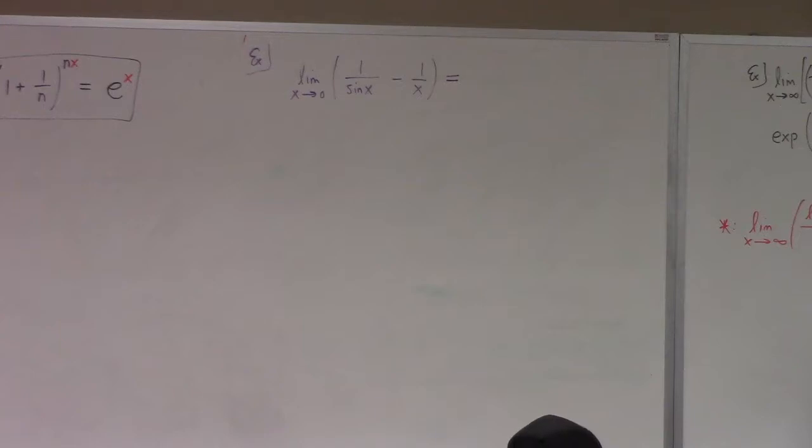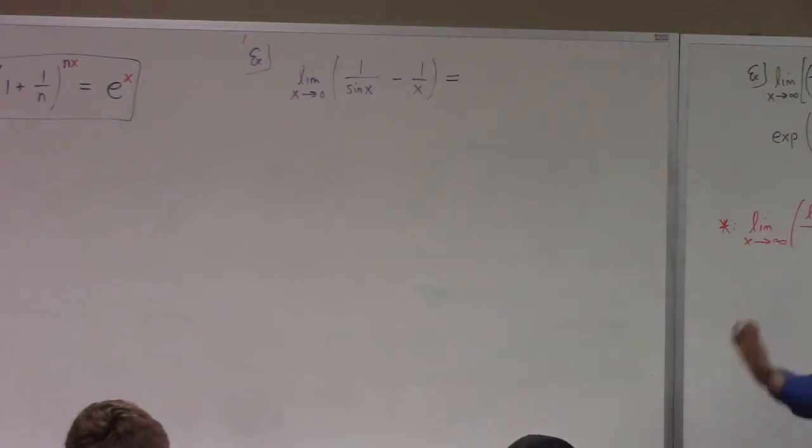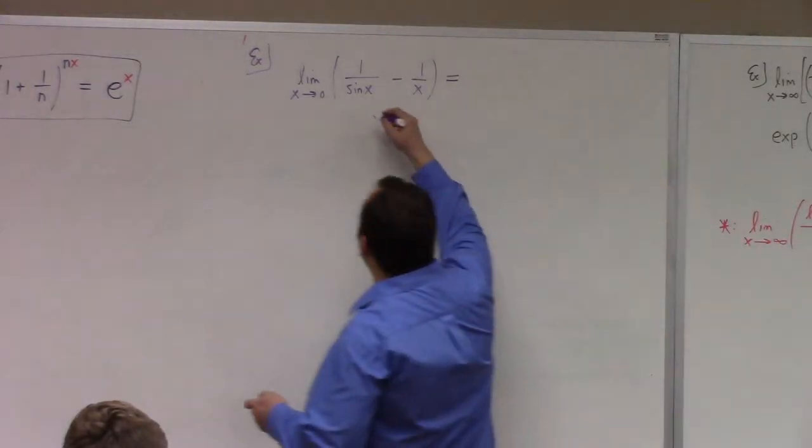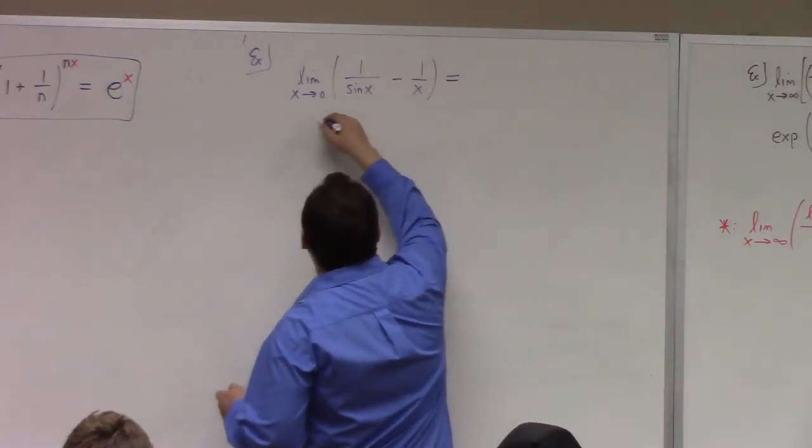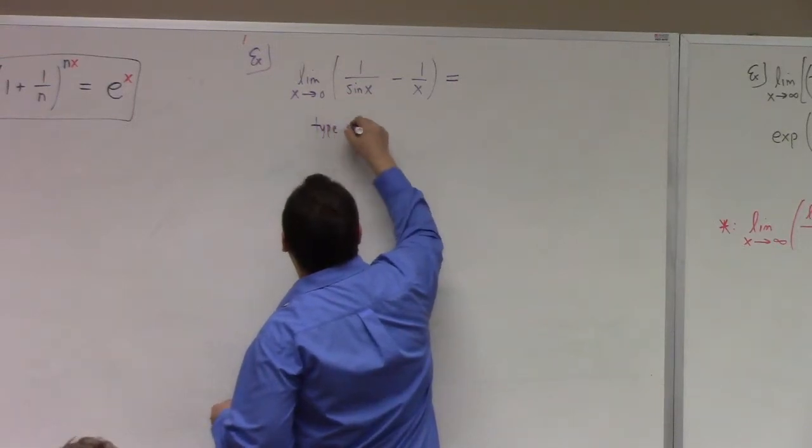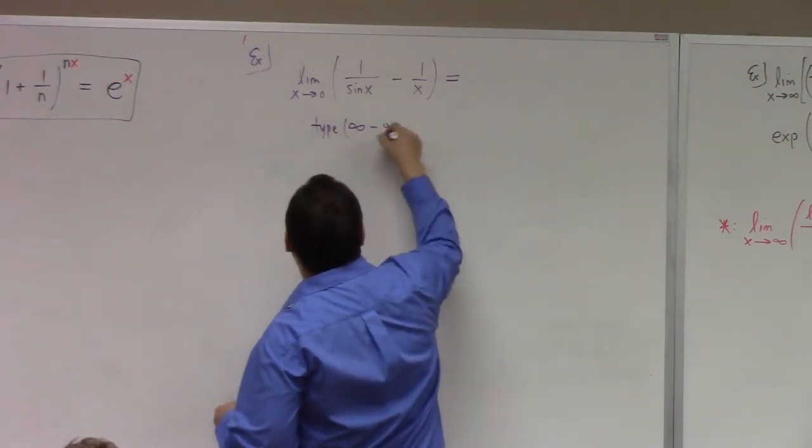Yeah, sine of x is super tiny, close to 0, right? And so is x. So we've got 1 over something very, very small minus 1 over something very, very small. Yes, in fact, this is infinity minus infinity, right? Which is not 0. It's an indeterminate form, right? So this is type infinity minus infinity. How do you resolve this?